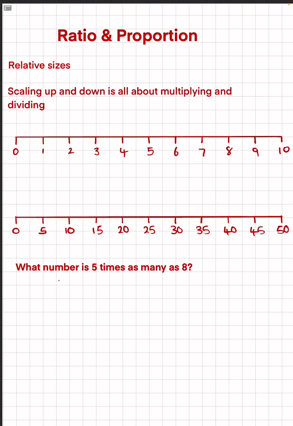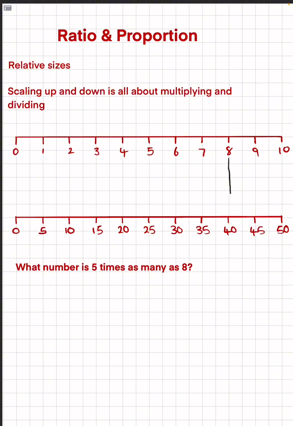Here is a question. It says, what number is 5 times as many as 8? We can use these two number lines to work out the answer. This number line goes up in ones, and this one goes up in fives. The numbers on the top line line up with a number 5 times as big on the bottom line. To answer this question, we can find 8 on the top number line and draw a line down and see what number it lines up with, and that will be our answer.